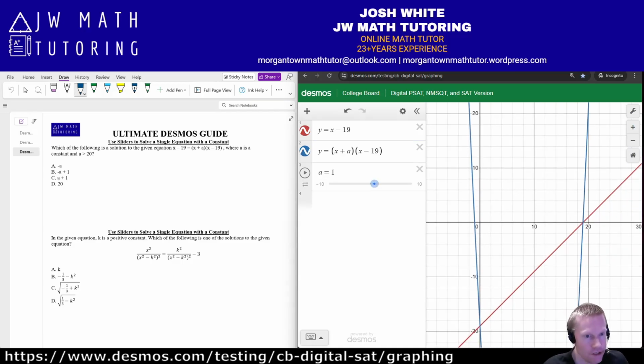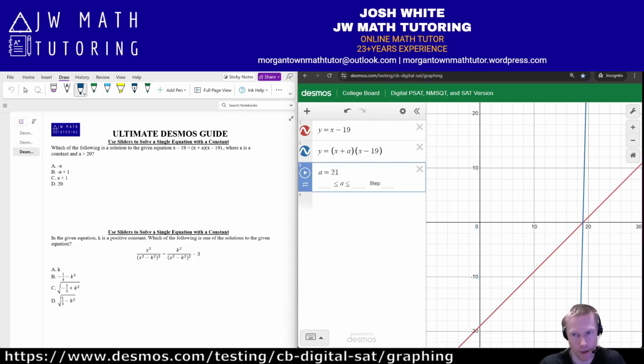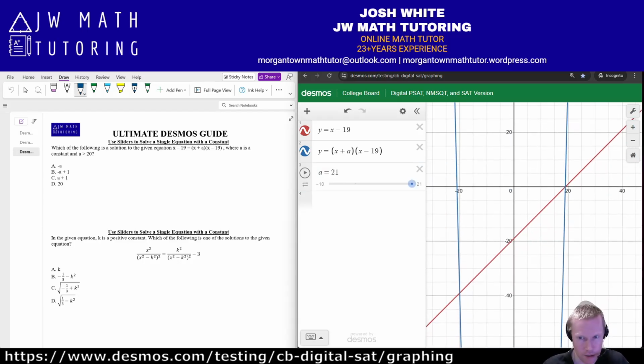And now notice a needs to be greater than 20. So I'm just going to right away put it to 21. It doesn't say that it needs to be an integer, so you could go 20.1 or whatever, but I'll just make it 21 to start. All right, so now notice we have two solutions, two intersection points here, right? So now we're just going to type in the four multiple choice answers and see which of them matches either positive 19 or negative 20.